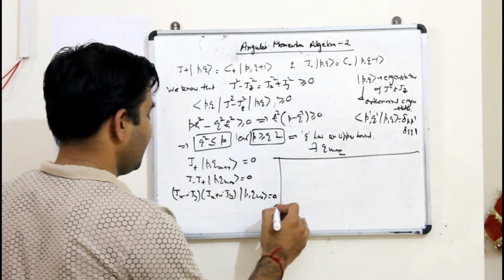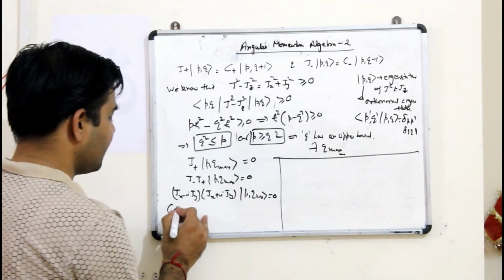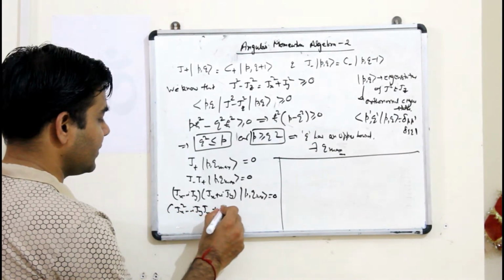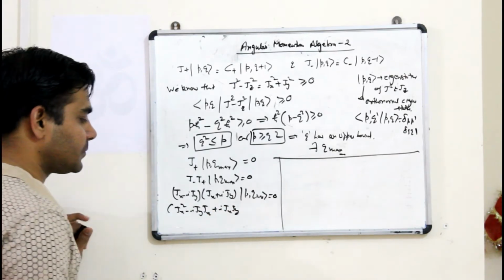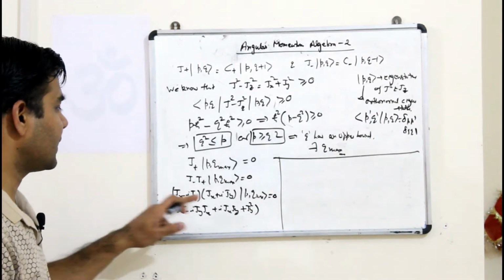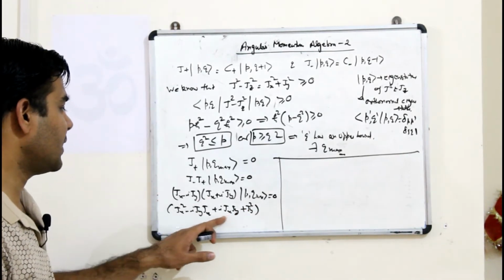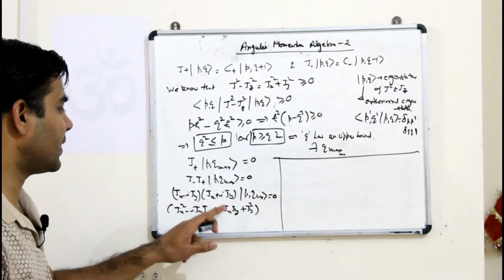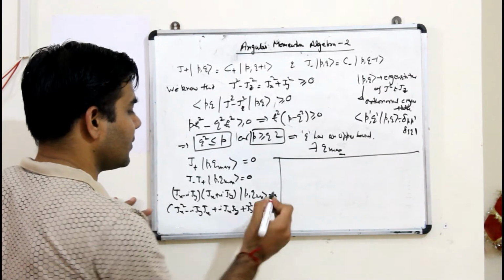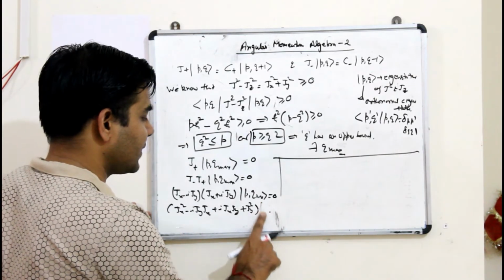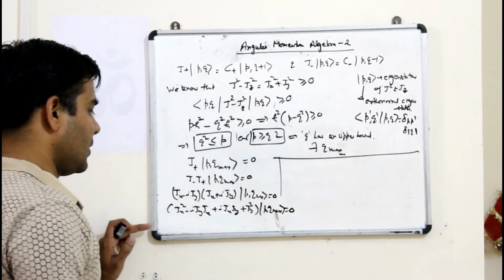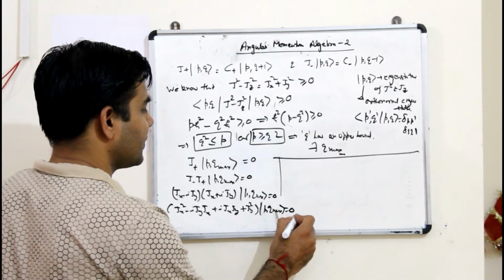So if I open this bracket, this will give me Jx square minus iota Jy Jx plus iota Jx Jy and plus Jy square. Okay, Jx square plus iota Jx Jy minus iota Jy Jx plus Jy square acting on P max equal to 0. P max acting on P max equal to 0. Okay, from here to here.